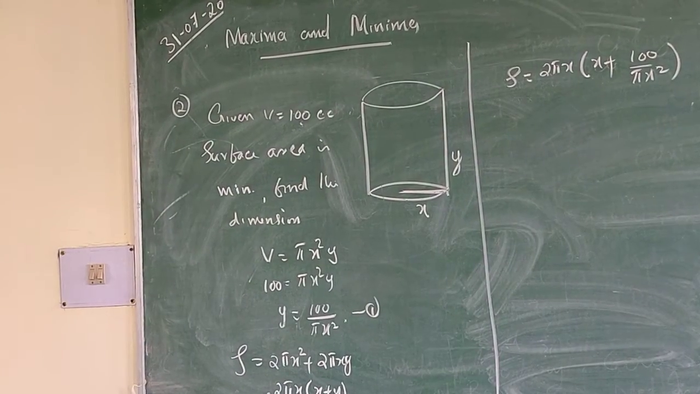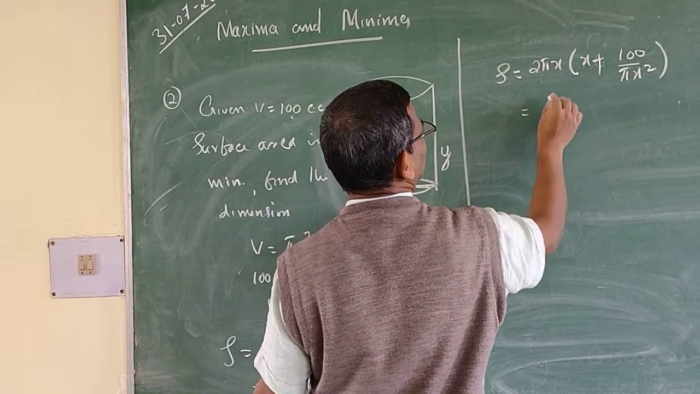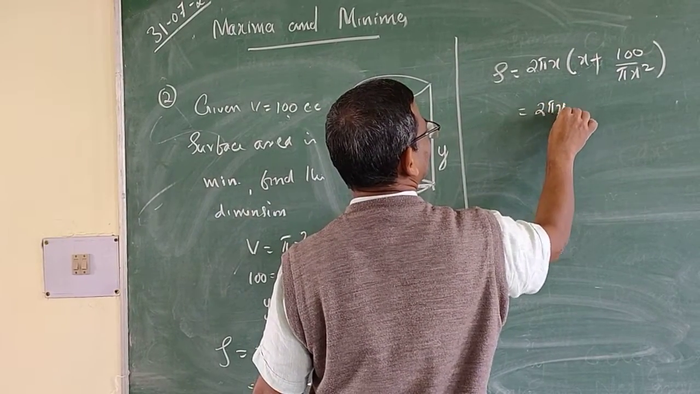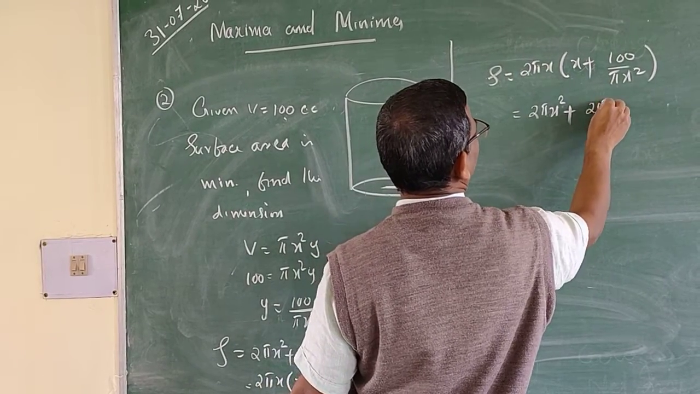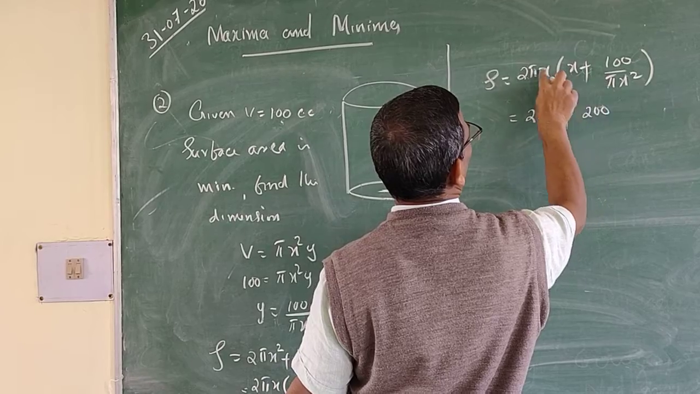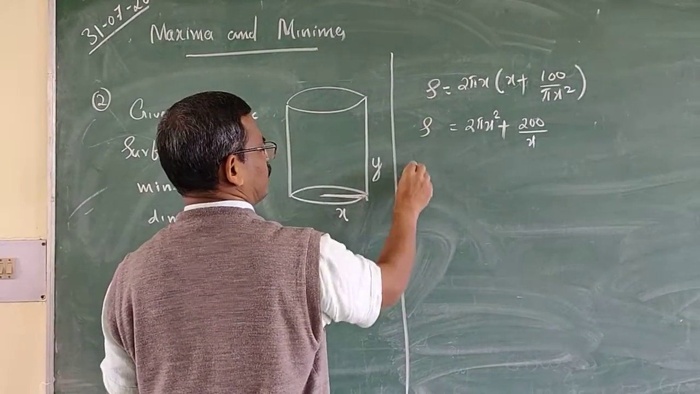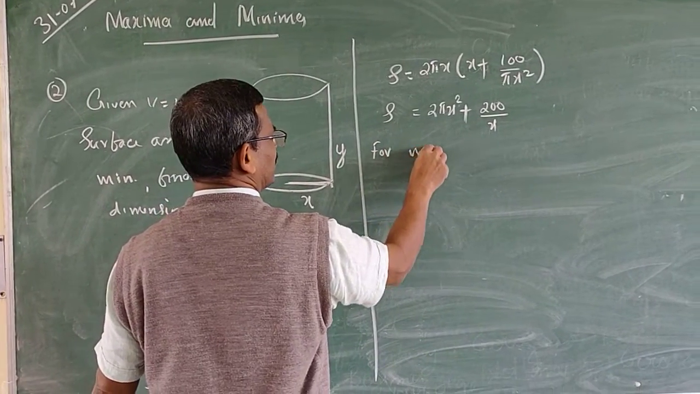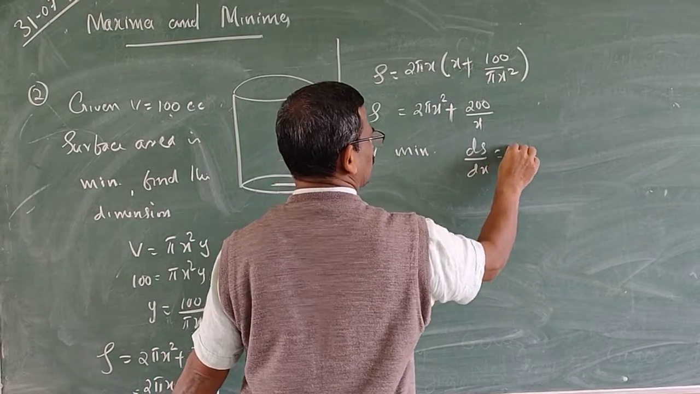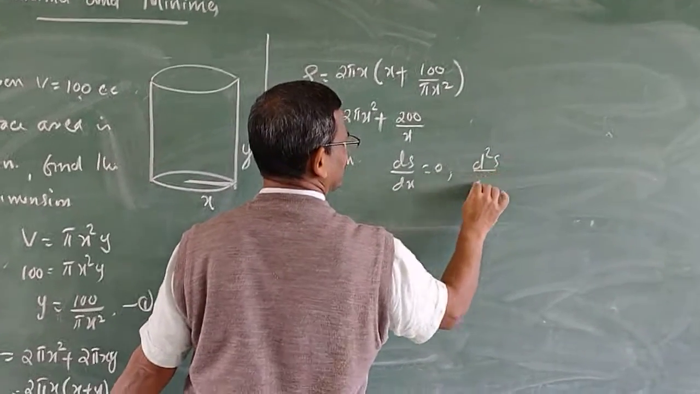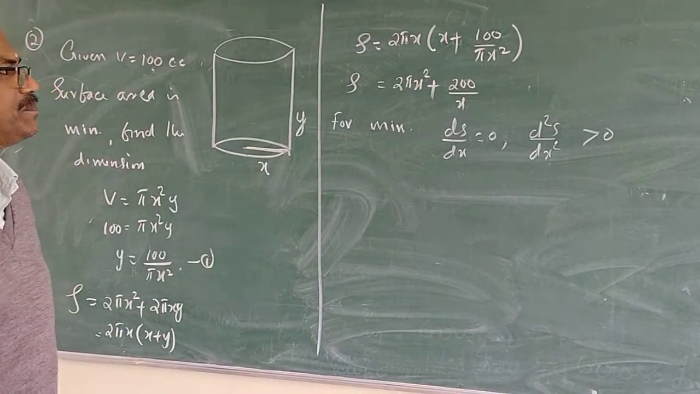So that the surface area function is now completely in terms of x. Now we can apply the maximum minimum condition. Let me multiply it. That is 2 pi x square plus 2 pi, when you multiply it is 200. Pi cancels, one x cancels. So this is the surface area. For minima, the condition is ds by dx should be 0 and d square s by dx square should be greater than 0, because it is a minimum.